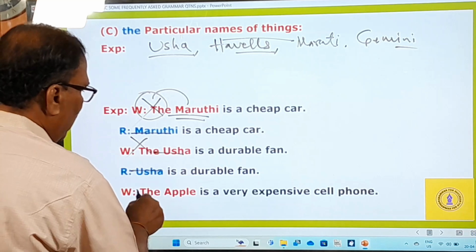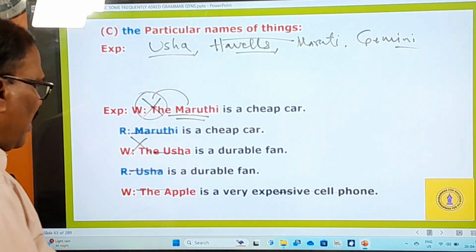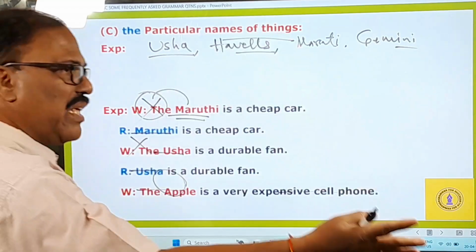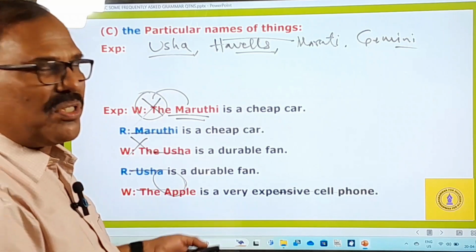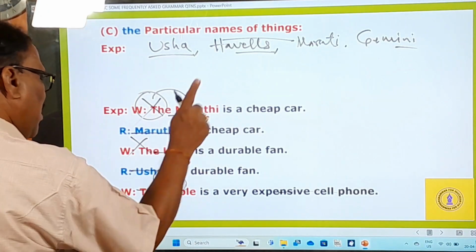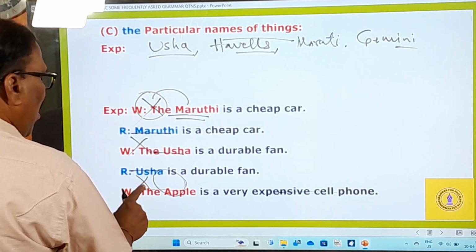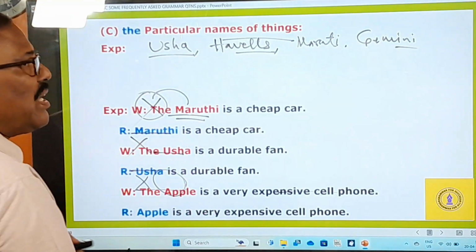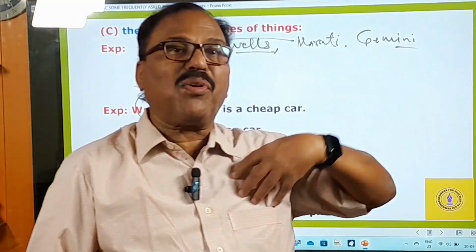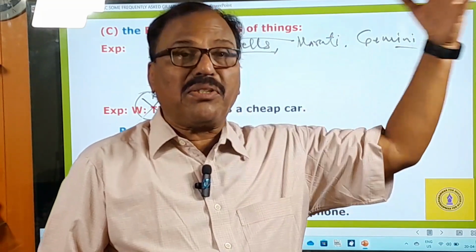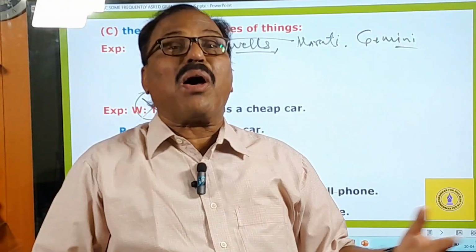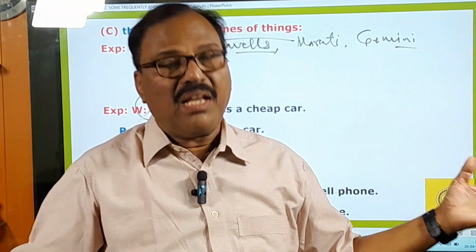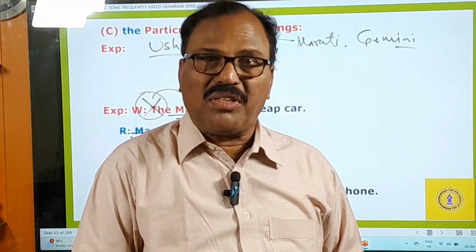Another example: the Apple is a very expensive cell phone. Here Apple is the particular name of that cell phone. Samsung is there, Oppo is there, some varieties of phones are there, and Apple is the particular name of that cell phone, and therefore we should not use any article before that. You have to simply say Apple is a very expensive cell phone. So in this way, before the particular names of persons, places and things, which are all called proper nouns, we should not use any article, a or an or the. This first rule is over, and now let's move on to learn the next rule.